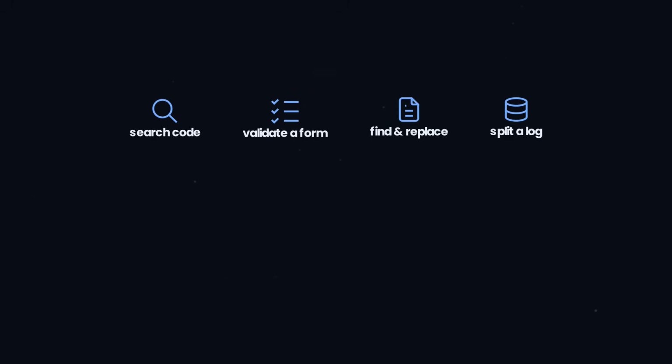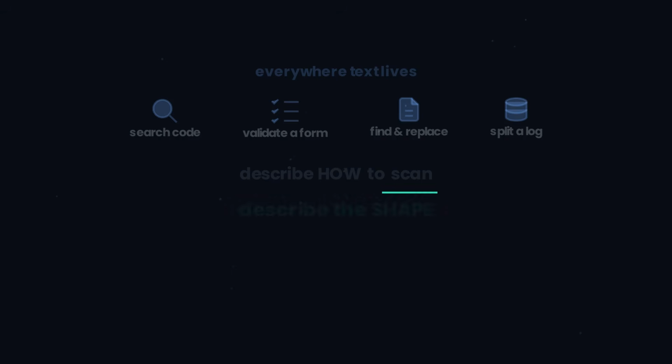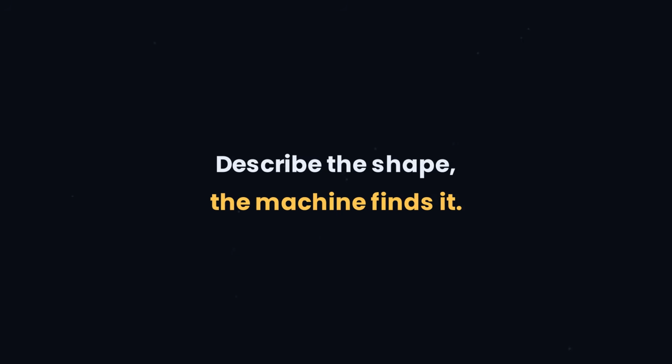Regular expressions live everywhere text does. Searching through code, validating a form, finding and replacing across 1,000 files, splitting a messy log into clean fields. The secret was never memorizing symbols. It was one shift in thinking. Stop describing how to scan, character by character, and start describing the shape you are looking for. Describe the shape, and the machine finds it for you.